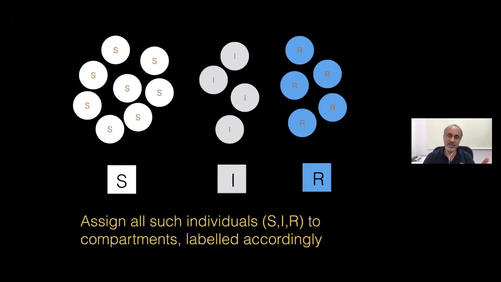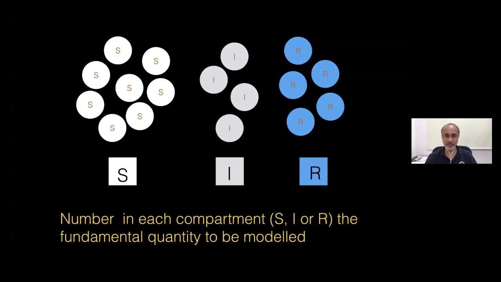The next step is to think of all of these groups, the susceptible, the infected, and the recovered groups of people, as belonging to separate compartments. The word compartment is used here, that's a technical term. So these models are also called compartmental models. So you have a bunch of people in the S compartment, the susceptible compartment. You have a bunch of people in the I compartment, the infected compartment, and you have a bunch of people in the R compartment, which is the recovered compartment. And you label these compartments accordingly.